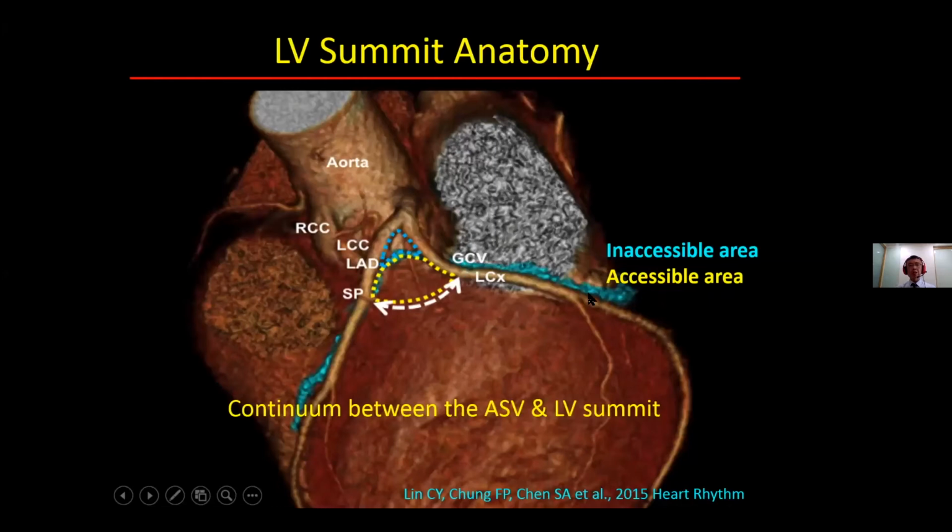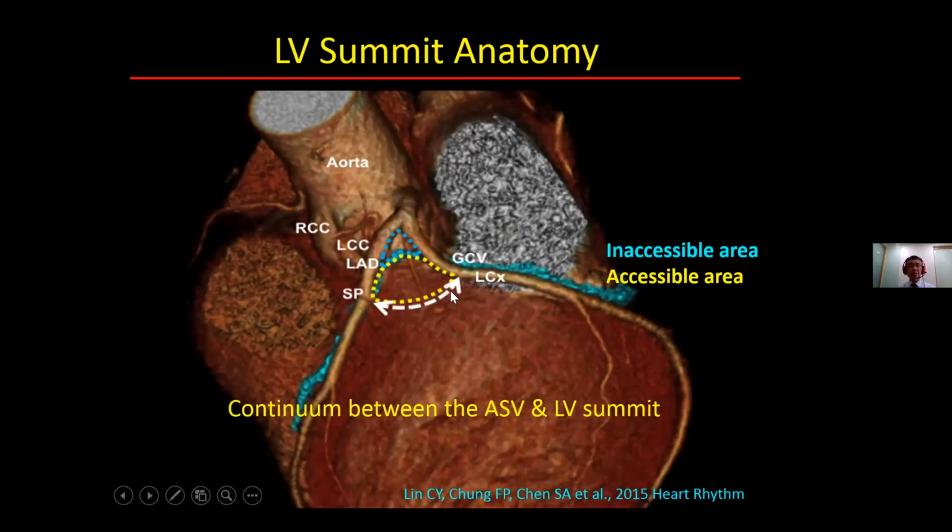It is along with the circumflex artery, so the great cardiac vein is here and the AIV here. Sometimes you can approach this area through the great cardiac vein or AIV. Of course, usually we will try to ablate this area from the RVOT septal area, or in the aortic root cusp area or subvalvular area. If that fails, maybe we will try to get inside the GCV or even the AIV, or if still failing, we may consider an epicardial approach for that.